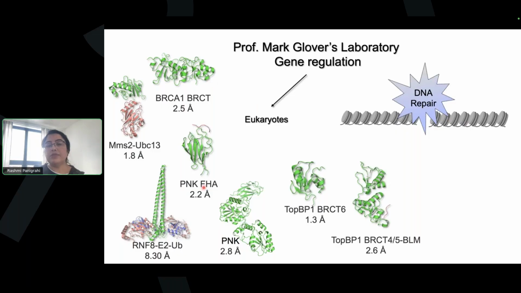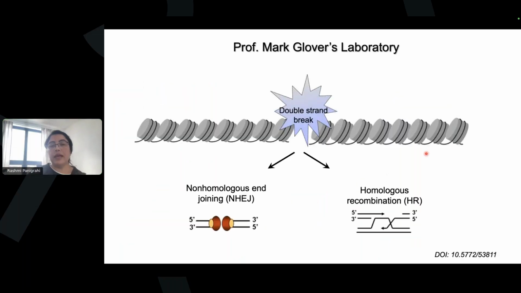The commonality between all these proteins is that they belong to the DNA repair pathway, and especially the DNA double-stranded break repair pathway. And as we know, there are two main kinds of this repair: one is non-homologous end joining and the other is homologous recombination. When I joined the lab, Dr. Glover was interested in understanding how these previously solved repair proteins interact with the chromatin.